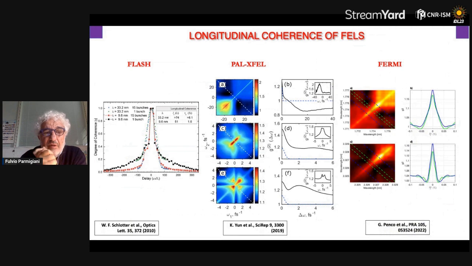Well, the longitudinal coherence was measured first in different facilities, at FLASH, PAL-XFEL, and also at FERMI. But remember that the measure of the longitudinal coherence at the first order is something that is really related to what we call the classical coherence. So it's a phase coherence. And of course, because FERMI is producing pulses that have a very high monochromaticity, that is a narrow band, the coherence at the first order is extremely good with respect to the SASE process. But the real question is, what about the second order coherence?